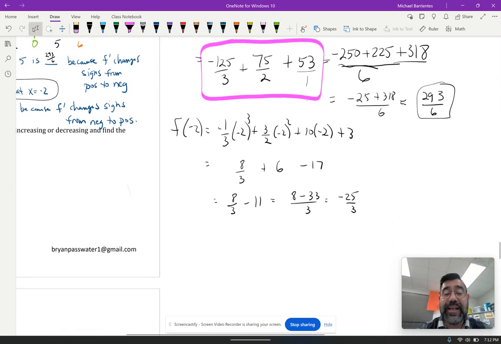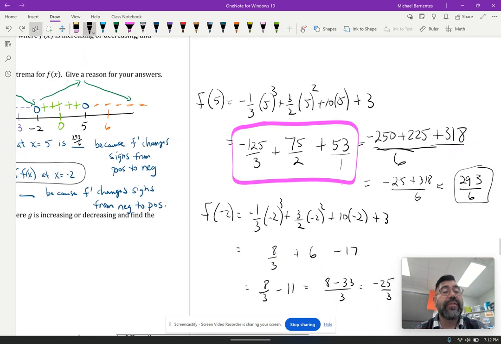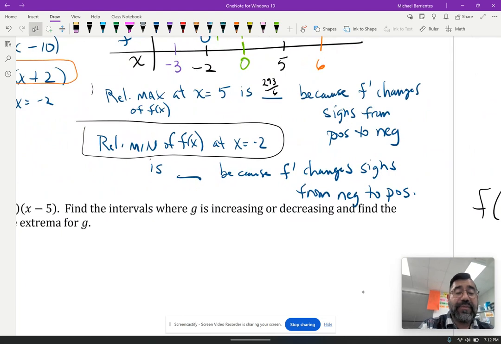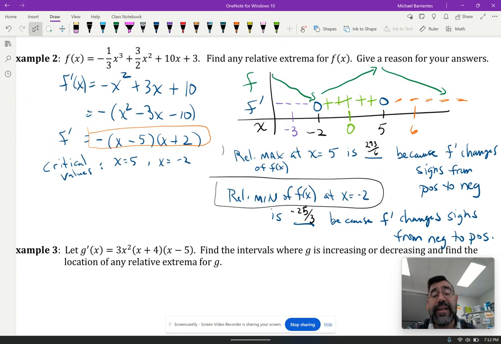I went ahead and did that in pre-recording here. I plugged the -2 into the function in order to get my y value, and here's my y value, -25 thirds. So that's what I'm going to write here. The relative minimum of f of x is -25 thirds, and it happens at x equals -2. And I know that's true because the derivative changes signs from negative to positive.